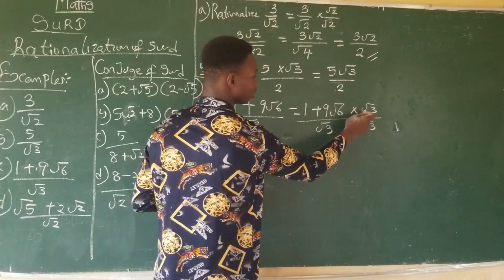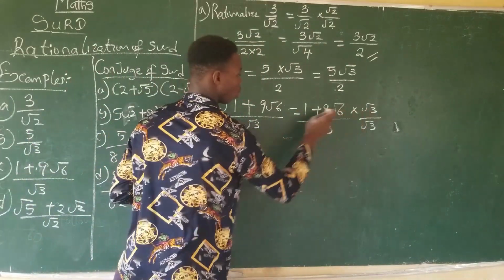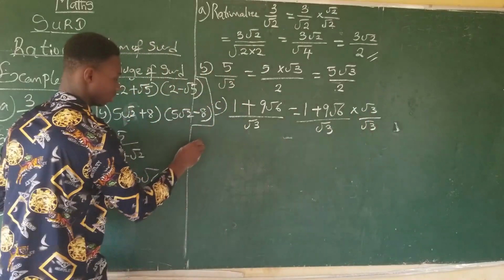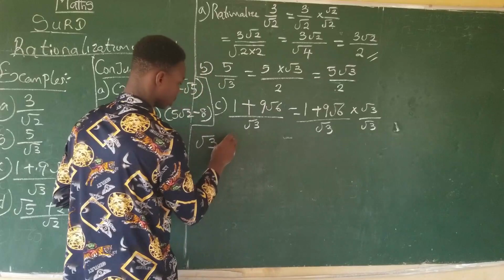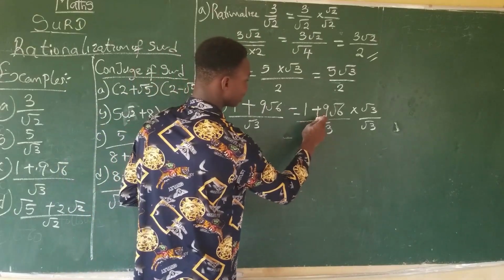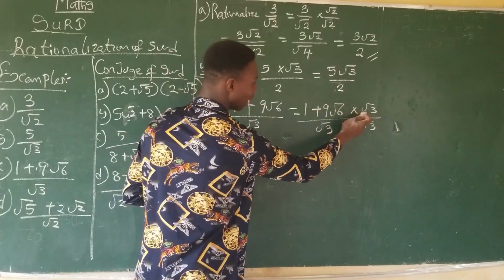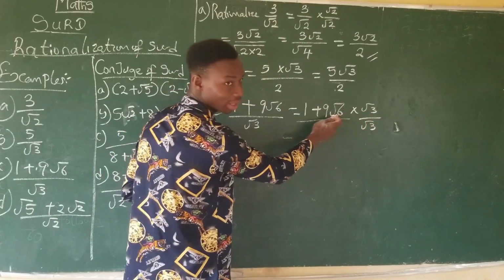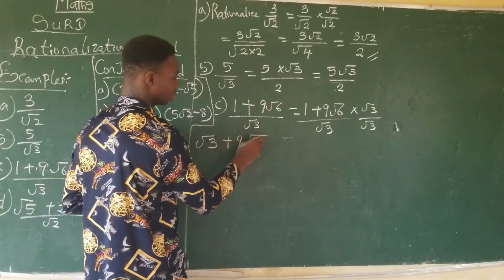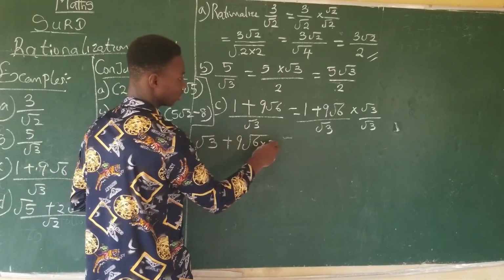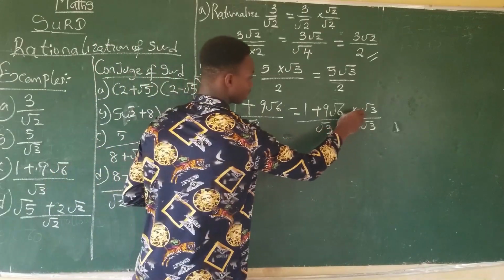So from here, this root 3 multiplies everything here. So it becomes 1 times root 3 gives us root 3 plus 9 root 6 times root 3. Don't forget, a number having a root can only multiply a number having a root. So from here it becomes 9 root 6 times 3 all over root 3 times root 3.